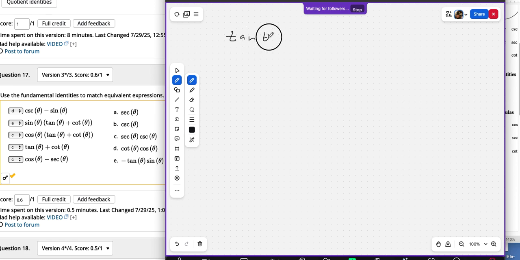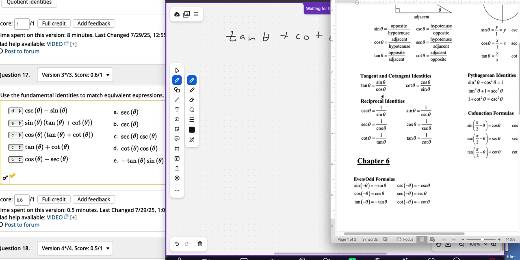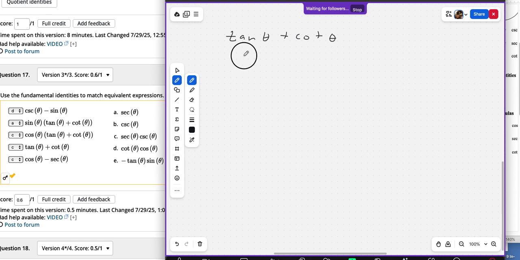So tangent theta plus cotangent theta. Tangent theta from our identities here is sine over cosine, and cotangent is the reciprocal, cosine over sine. So let's change those to sine and cosine. And that's going to be plus cosine over sine.